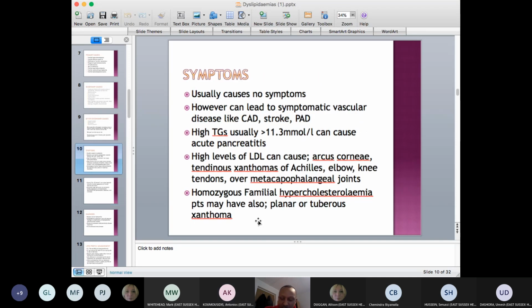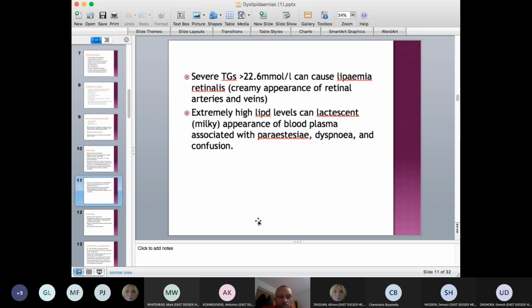So severe triglycerides above 22.6 can cause lipemia retinalis, which is the creamy appearance of the retinal arteries and veins. And extremely high lipids can also cause lactescence, the milky appearance of the blood plasma, which is associated with paresthesias, dyspnea, and confusion.